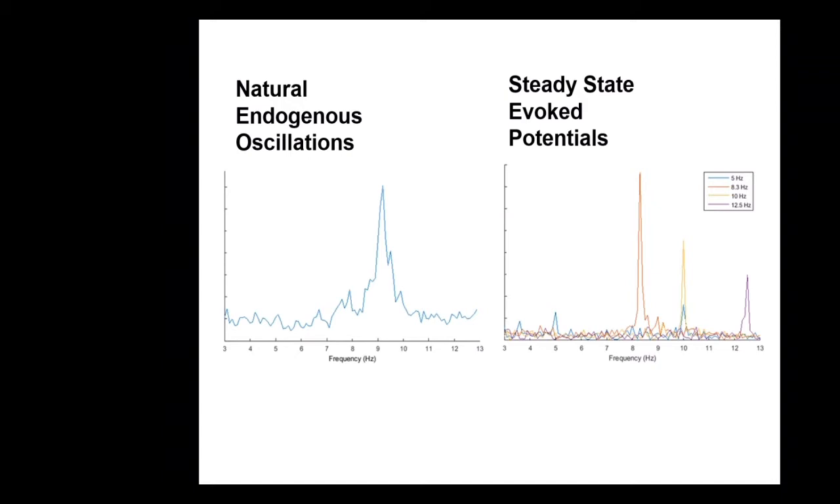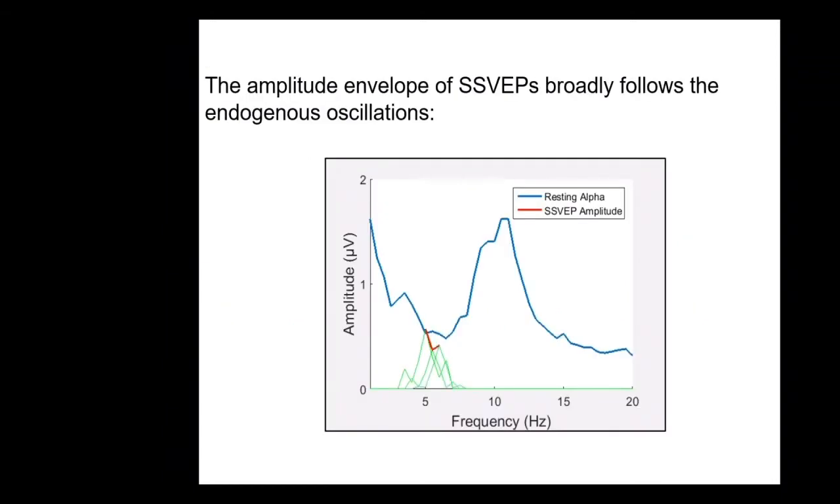So just to illustrate this point, here is some data that I've recorded on myself. Here is my resting brain activity in blue, showing the familiar dominant alpha rhythm of about 10 Hertz. And in green are the SSVEPs. These are responses to visual flicker at different frequencies, at 5, 5.5, 6, 6.5, and so on. And if we track the amplitude of these responses, we can see that more or less they follow the peak of the brain's natural frequency.